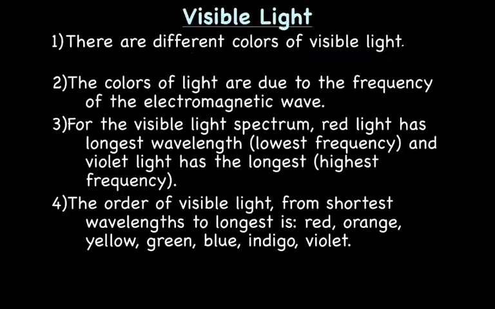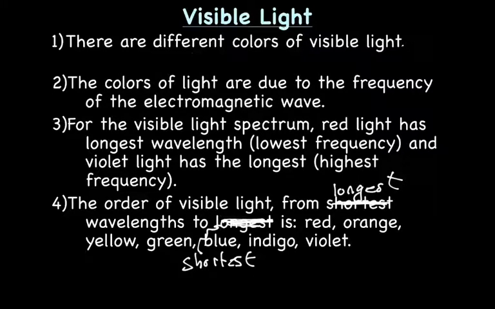So the actual order of visible light from shortest wavelengths to longest, and that is written exactly backwards. Please don't write that yet. So from longest to, let's change that to shortest. Sorry about that. Is red, orange, yellow, green, blue, indigo, and violet.